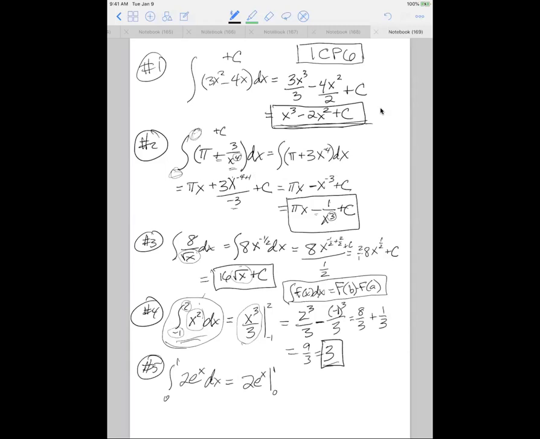So I've got cap F now, I need to plug in b and a. So now I've got 2e to the 1 minus 2e to the 0, and be careful with that e to the 0. A lot of people have that become a 0 for them, but e to the 0 is equal to 1. So you've got 2e to the 1, which is 2e minus 2. And the end result is, that is a simplification.